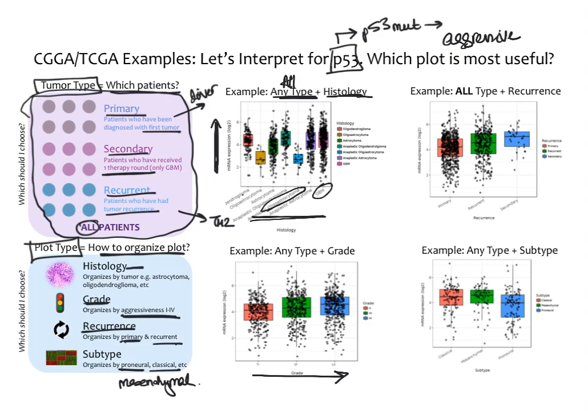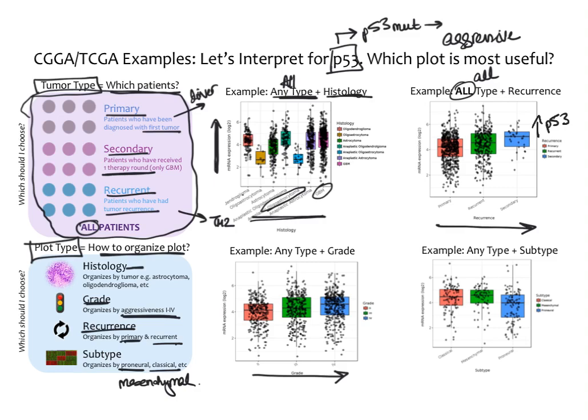We can also look at recurrence. And so again, this would be all patients. And we are going to look at how the gene does with more recurrent tumors. And so we can see that as the tumor recurs again and again, we're seeing an increase in P53 over time. And finally, we can look at the subtype.